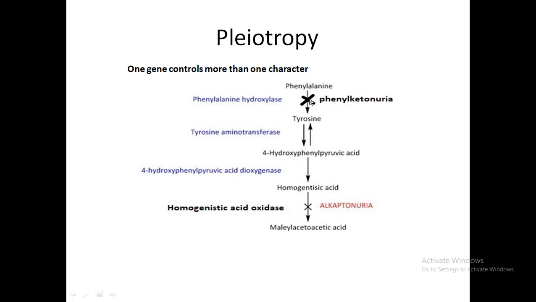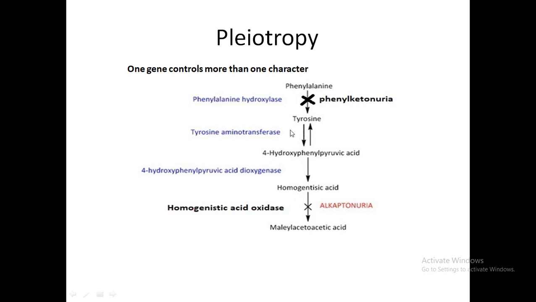Now it leads to conversion of phenylalanine into phenylpyruvic acid, which is a toxic compound. So this toxic compound, phenylpyruvic acid, causes the disease phenylketonuria. If this enzyme is not produced, then tyrosine is not formed. Now, if tyrosine is not formed, it affects the next steps in this metabolic biochemical reaction pathway.